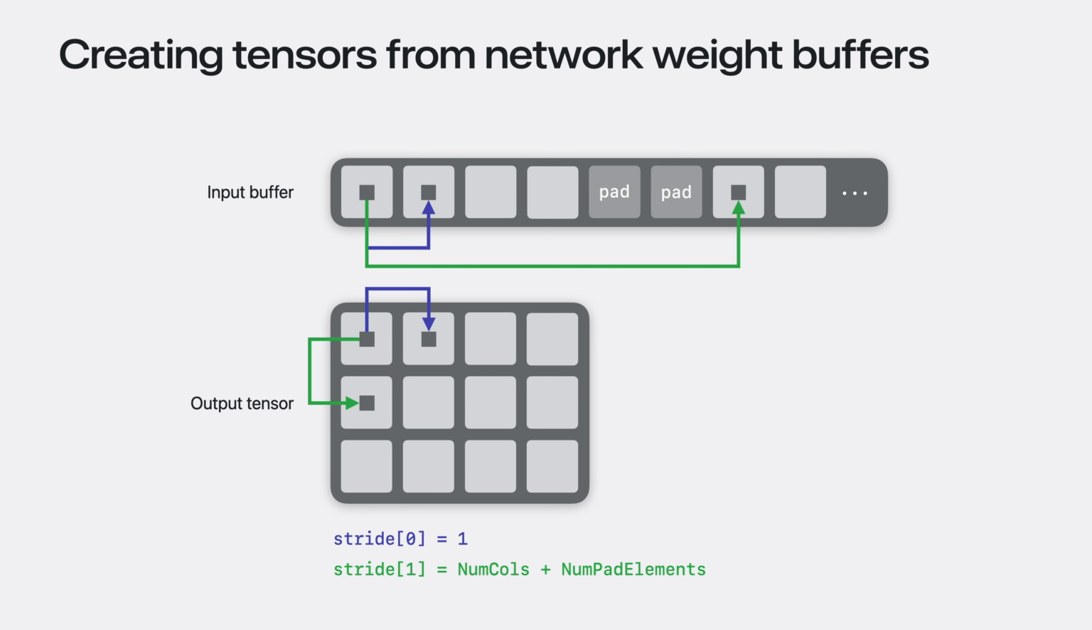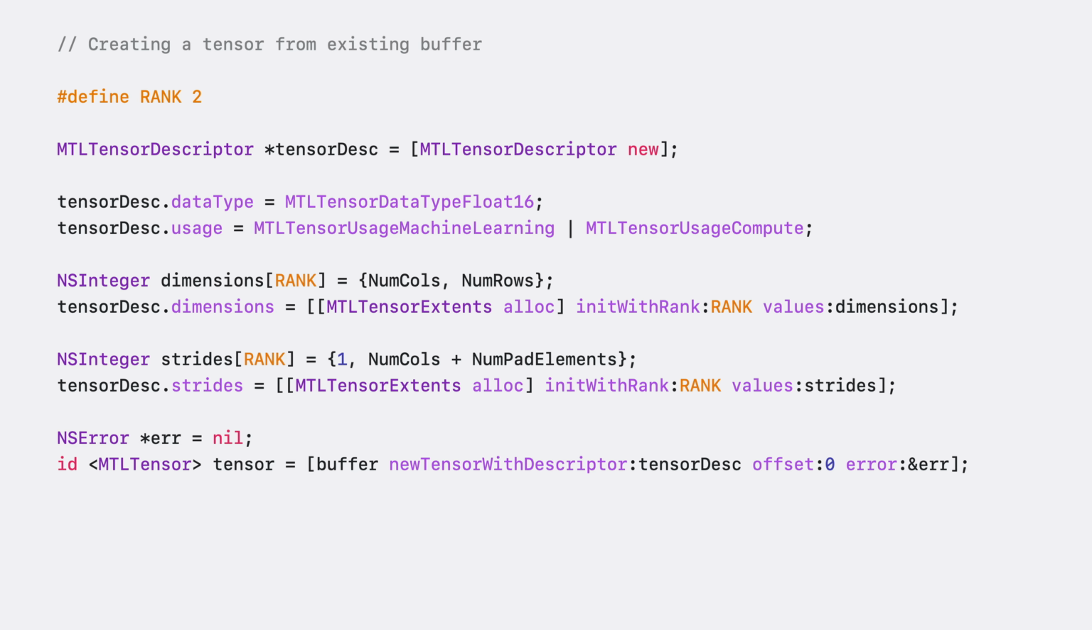It's possible the source buffer contains padding, such as unused columns at the end of the row. Padding needs to be accounted for so the tensor wraps the appropriate elements. To create a tensor from an underlying buffer, set the data type and usage properties like you would for a device-allocated tensor. Then, fill out the strides property of the tensor descriptor, so the resulting tensor will appropriately wrap the contents of the buffer. Finally, use the new tensor method on the source buffer.